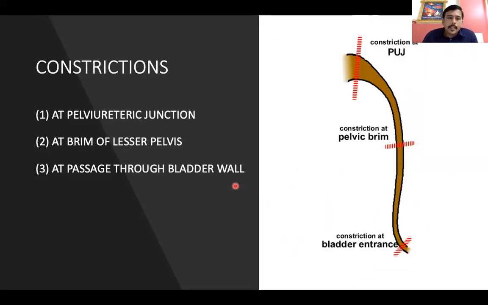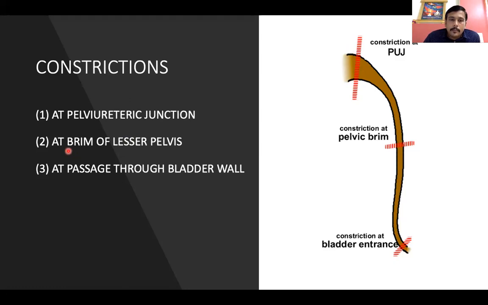Coming to the constrictions of the ureter: the first constriction is seen at the pelvi-ureteric junction, where the renal pelvis is terminating and the ureter itself is beginning. That is the initial constriction. You can see the pelvis diameter is more and immediately it becomes less. So that is the pelvi-ureteric constriction.